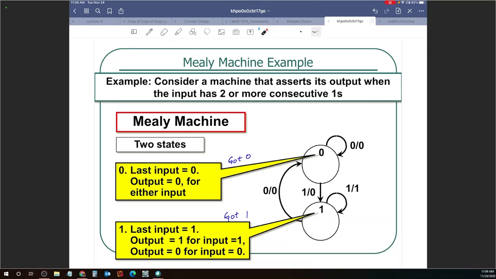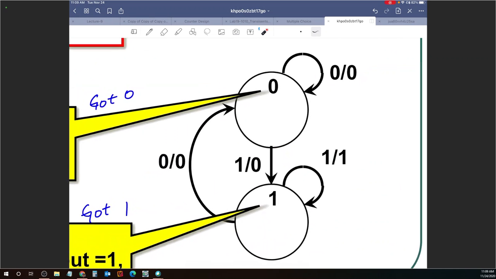Now when we design this, you will only need 1 flip-flop to do it because you only have 2 states. Now, you know what can be a little bit tricky over here is the notation. So let me just point out, this is the input that is causing that transition, and that is the output.